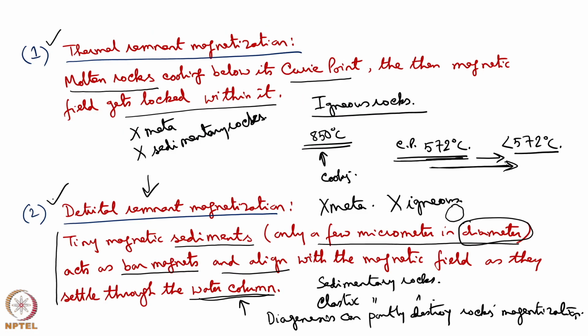Same thing with the detrital remnant magnetization and the thermal remnant magnetization. We know finally whether the rock is showing normal or reverse polarity, but we do not know at what time it got formed. So, for that again we need either geochronology or biostratigraphy.